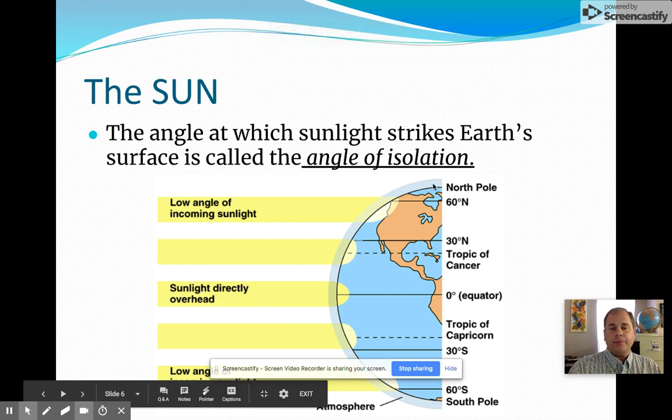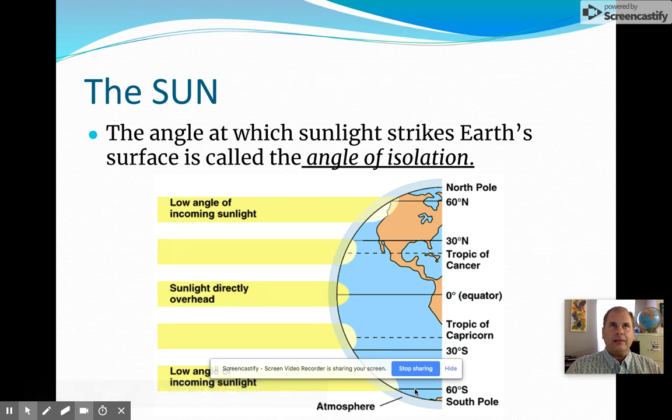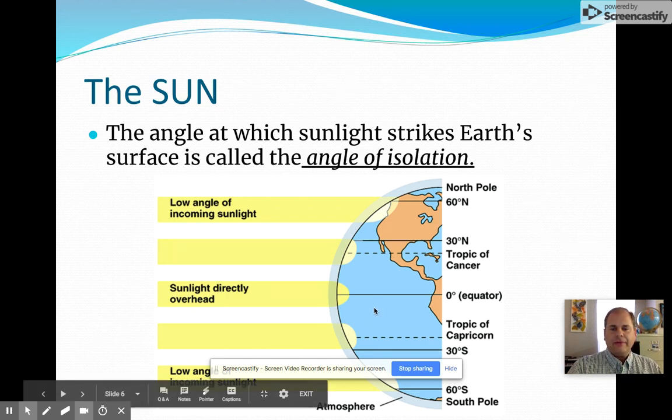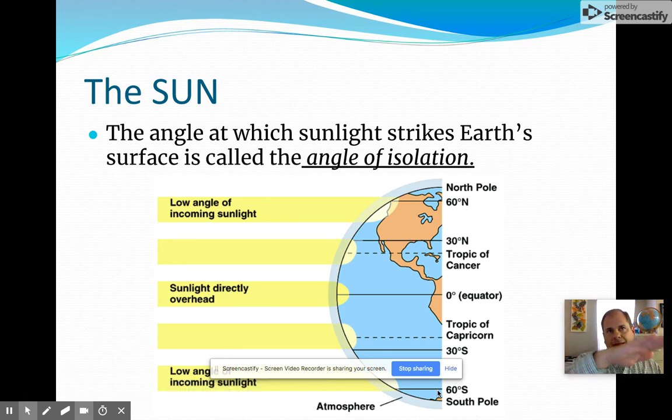The further to the pole you get, the North Pole or the South Pole, the less the sun is going to be shining directly overhead of you. At the equator, if you look straight up, the sun is shining directly overhead of you. But at the poles, the sun is shining more at an angle, almost at the horizon, and not giving you very much warm sunlight.